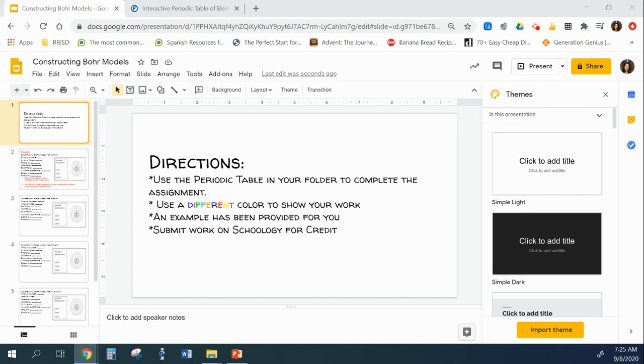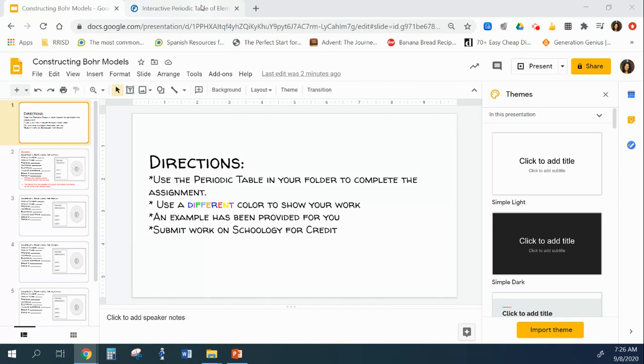The first thing you're going to do is open it up and look at your interactive periodic table in your folder to complete the assignment. I want you to use a different color to show your work. Obviously, this is typed in black, and having a different color is eye-catching for me, and it's easier for me to grade. So if you want your grades sooner than later, please just put your responses in a different color. We are going to do an example together, and I want you to submit your work on Schoology. Please don't submit it on Google Classroom or email it to me unless you have prior approval, because it's hard for me to kind of figure out where all your stuff is.